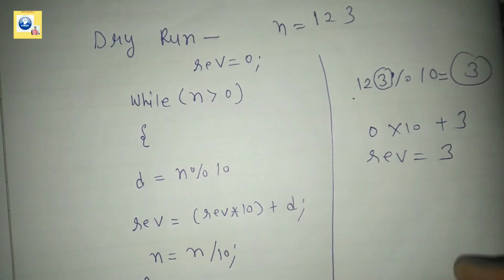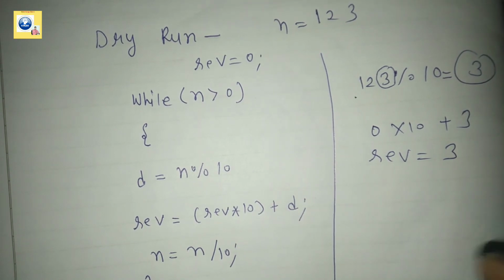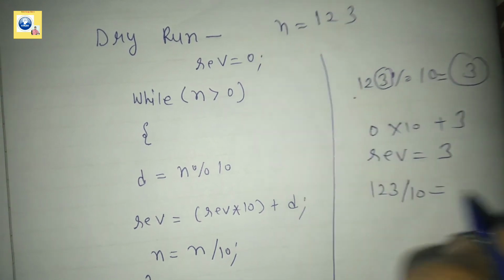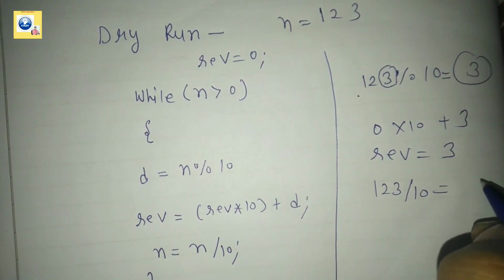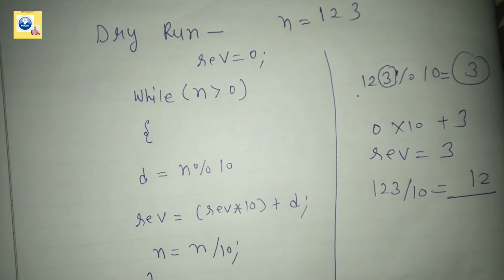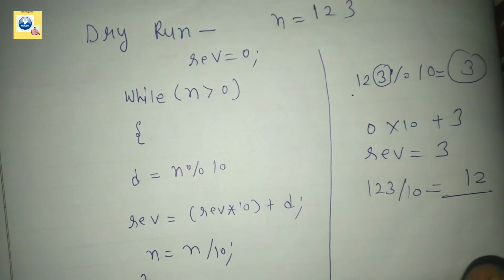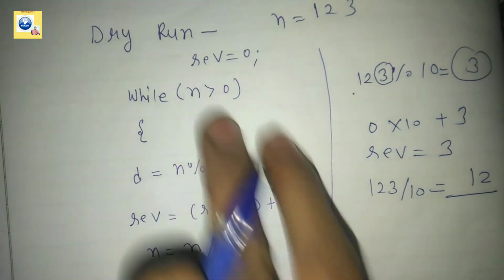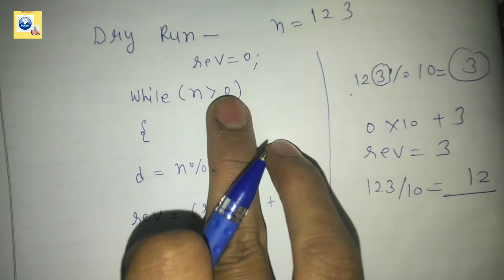Now next is what? Just divide the number by 10. So 123, when it gets divided by 10, now what will be left? Only 12 will be left, because it is an integer. It doesn't count the fractional part, so only the integer. Now next, the number becomes 12. 12 is greater than 0.